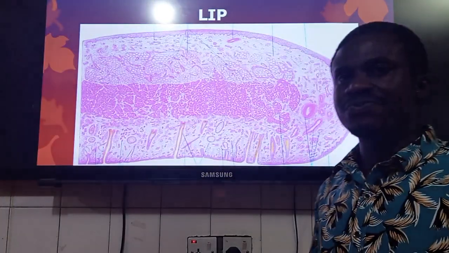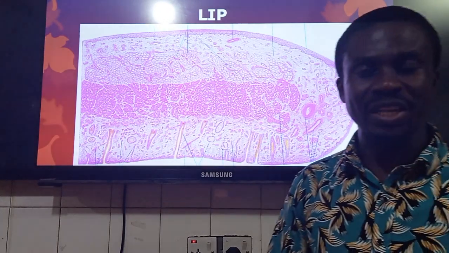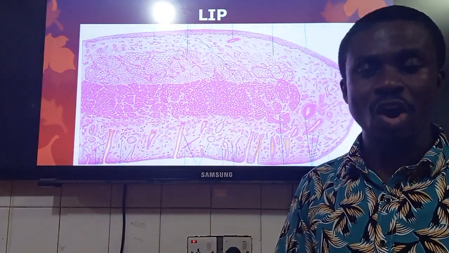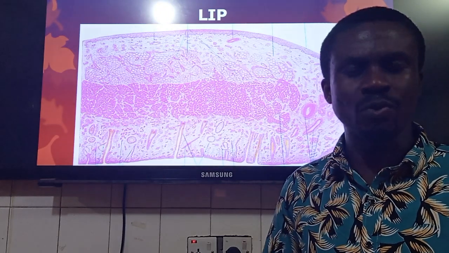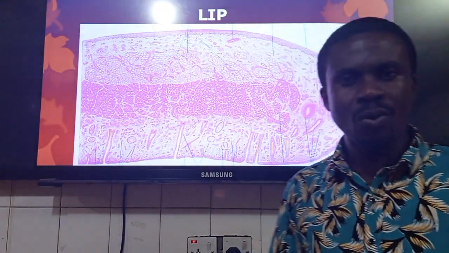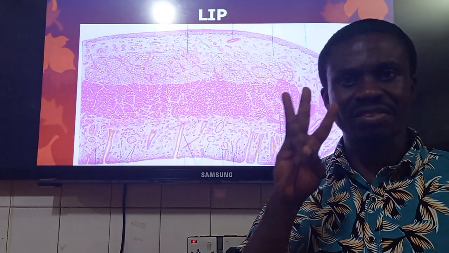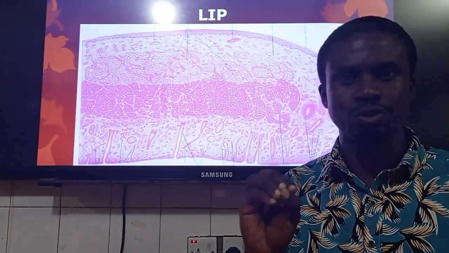Now, my friends, the first one I have over here is the histological section of the lip. Don't forget that we have the upper lip and the lower lip. Whichever lip we are talking about, the point is that it will present with three surfaces. That's the key thing I want you to know.